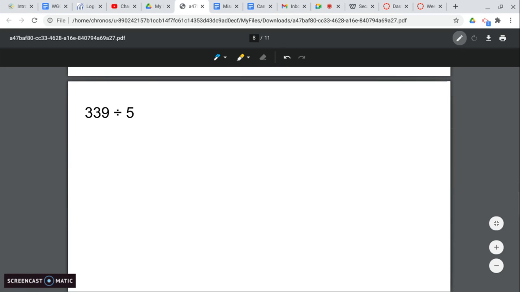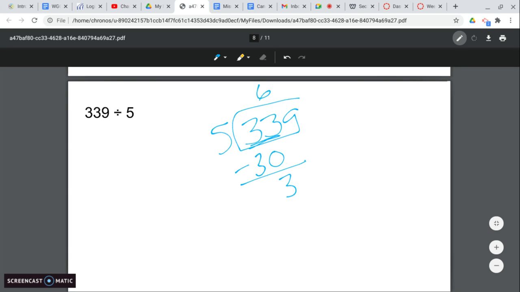All right, here we have 339 divided by 5. Can 5 go into 33? It sure can, 6 times. 5 times 6 is 30. 33 minus 30 is 3. 3 is smaller than 5, so we're good. We bring down the 9.